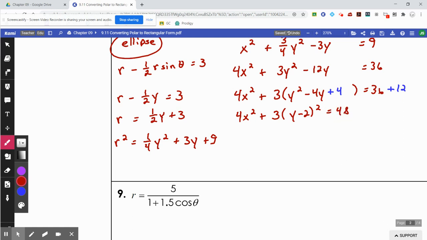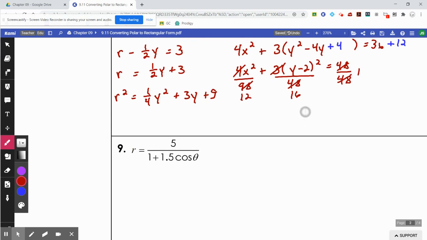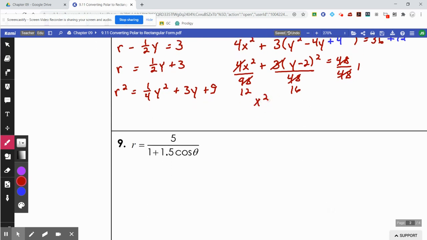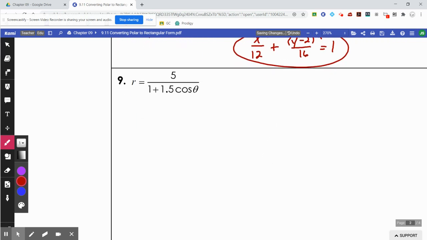Then our last step, since this is an ellipse, you're going to take all 3 terms and divide them by 48 so that you have equals 1 on the right side. 4 over 48 reduces to 12. 3 over 48 reduces to 1 and 16. And then 48 over 48 is 1. So my ellipse is now x squared over 12 plus y minus 2 squared over 16 is equal to 1. That is your ellipse.